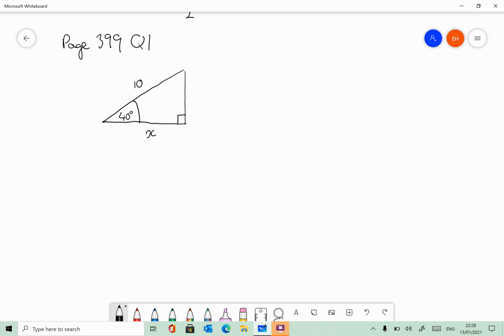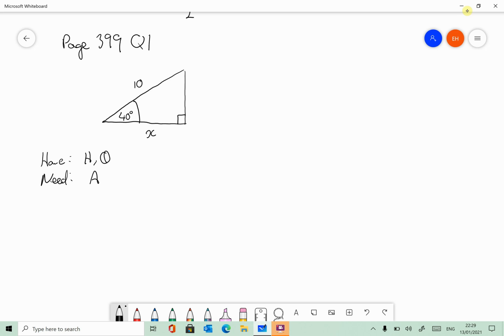Okay, so for this type of question, what's really useful is to think about what we have and what we need. So we have 10, and in the language of opposite, adjacent and hypotenuse, 10 is called the hypotenuse. 40 degrees, well, that's our theta, because that's our angle. And we need x, and x, because it's beside the angle, is going to be called the adjacent.